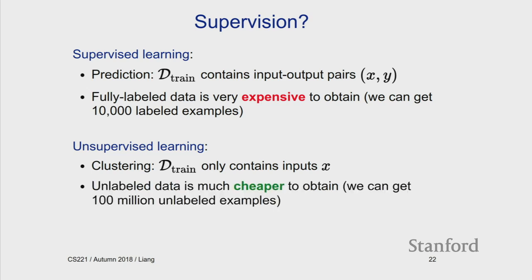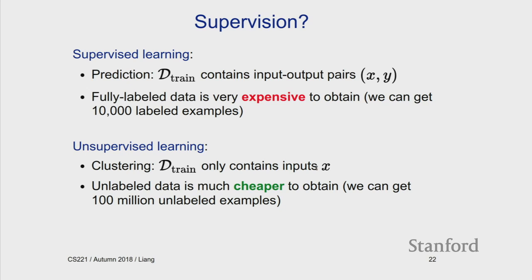We're going to focus on clustering, which is one form of unsupervised learning, where the training data only consists of input points, x. The nice thing is that unlabeled data is really cheap to obtain. You can think about all the images online that you can download or all the text on the internet.